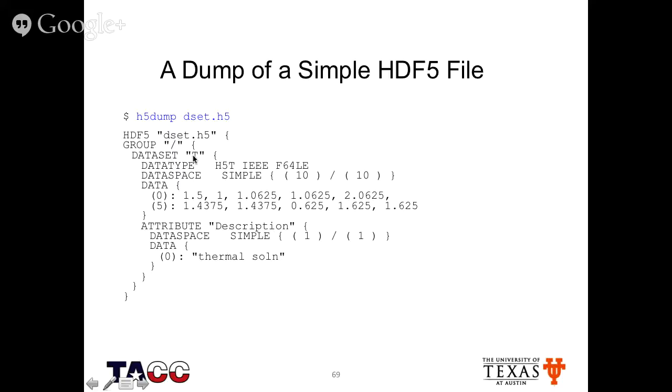And so I'm saying this is T for temperature, and I've got 10 values from 1.5 to 1625. And I've got an attribute with it, a description, and it tells you this is my thermal solution. So you can put any text associated with a data set. Or you can attach attributes to groups as well.